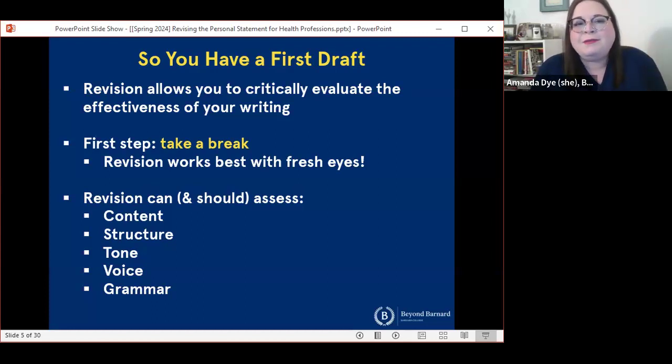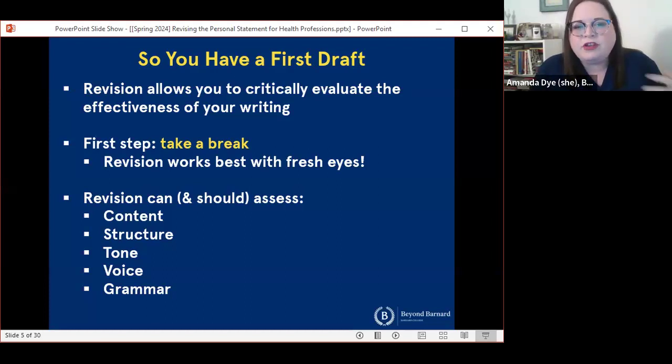My first piece of advice is to take a little bit of a break first. It's really tough to spend a lot of time drafting and then immediately dive back in for a successful revision. I think that revision works best when you have a little bit of distance from what you've been writing. So maybe you don't remember how you agonized over particular passages. Maybe you're coming back to it having had a little bit of a break. It's helpful for seeing the personal statement a little bit more clearly.